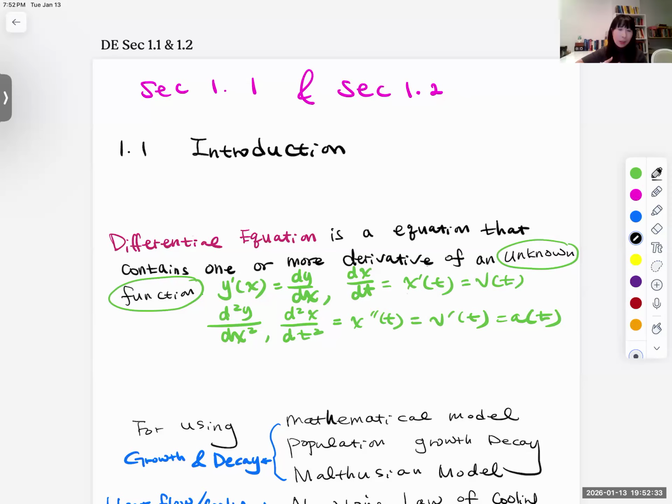Velocity of the function. And for more derivatives, we have a second derivative, right? So d squared y over dx squared, and d squared x over dt squared, which is x double prime over t, which is the same as the first derivative of velocity, which is the same as acceleration, right? So we went over this in calculus 1. That's why I brought it up here, because this is familiar for us, right? Okay.